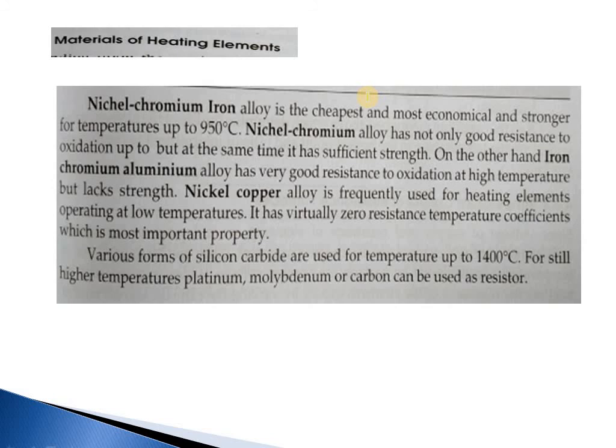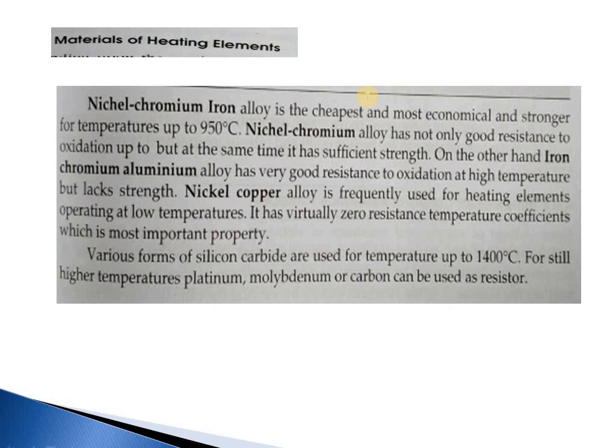Nickel copper alloy is frequently used for heating elements operating at low temperature. It has virtually zero resistance temperature coefficient, which is the most important property. Various forms of silicon carbide are used for temperature rise up to 1400 degrees centigrade. For still higher temperatures, platinum, molybdenum or carbon can be used as resistor. That means there are several materials which can be used for electric heating purposes.